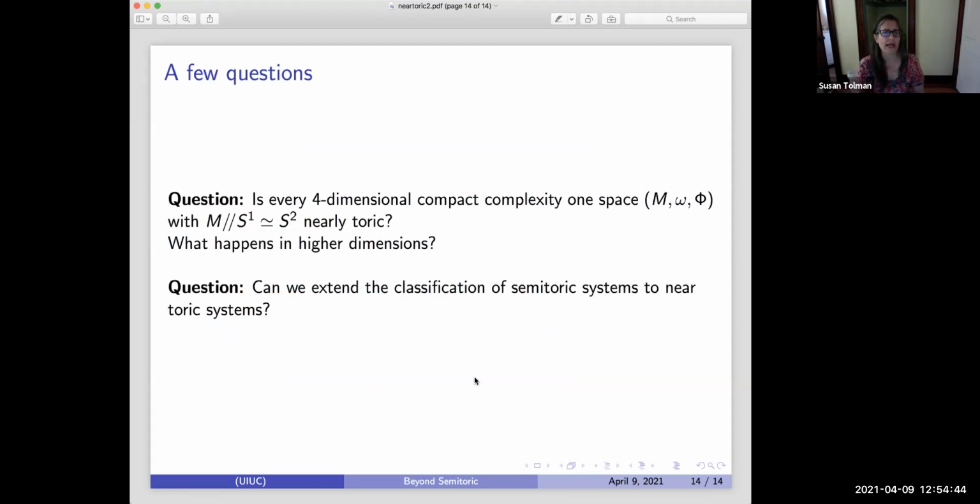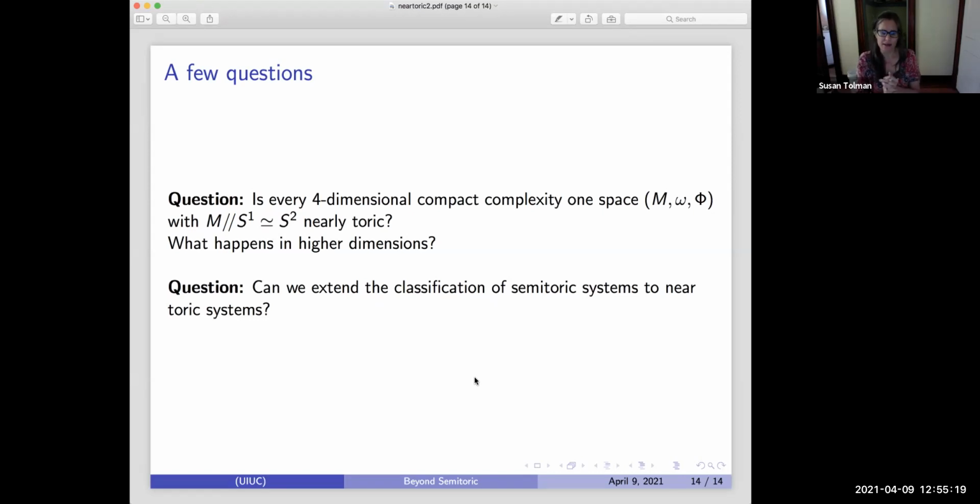And then there are some questions. Is every 4-dimensional compact complexity 1 space (M, omega, phi) with symplectic quotient S2 nearly toric? We proved that we needed the symplectic quotient to be S2. So you can ask, and we believe the answer is yes, though we haven't proven it. It's really a question. Certainly you can't prove it doesn't work. It seems that it will work.